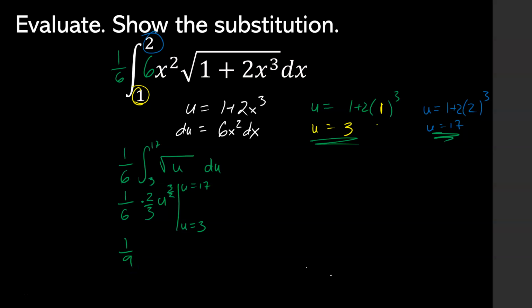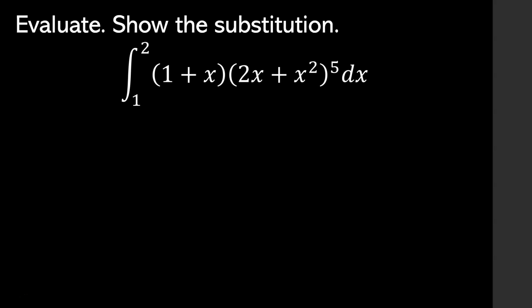So 1/6 times 2/3 is 1/9, and we are going to do the square root of 17 cubed minus 1/9 times the square root of 3 cubed. We can, of course, simplify the square root of 3 cubed, but I don't think that's what we're worried about today. I'm going to stop there and let you practice on your own.